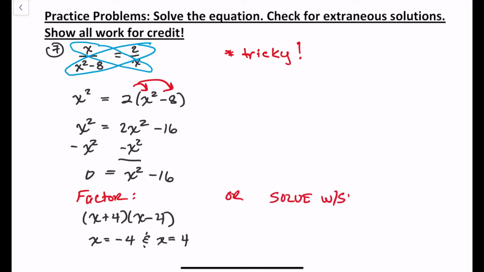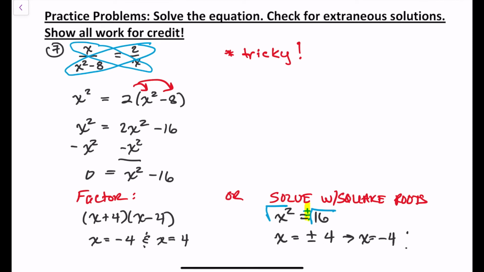You can also solve this with square roots. And this is probably the more common way that students solve this problem. So I would set x squared equals 16. But remember, when you take the square root of something, you have to remember plus and minus. So I end up with x equals plus and minus 4, which gives me my same two answers.